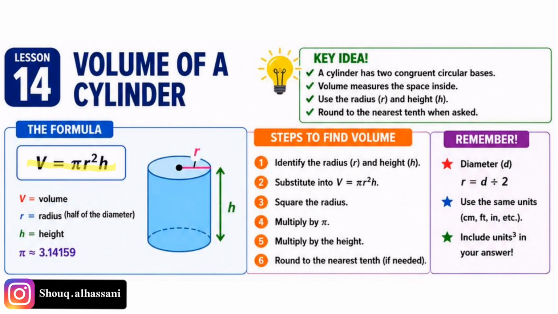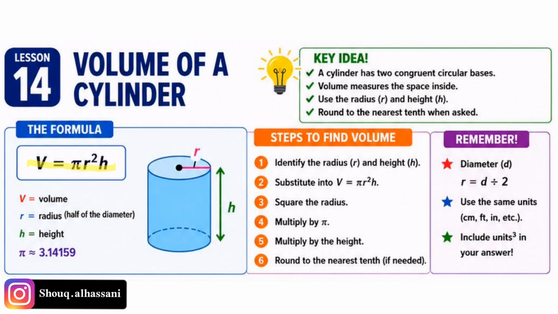And now we're learning about the volume of a cylinder. Volume tells us how much space is inside a three-dimensional object. And to find the volume of a cylinder, we use this formula. V equals pi r squared h. Here, V stands for volume, r stands for radius, and h stands for height.